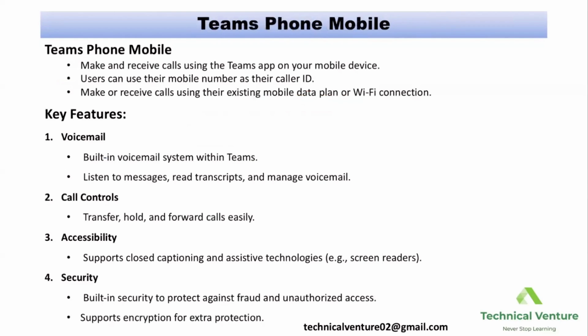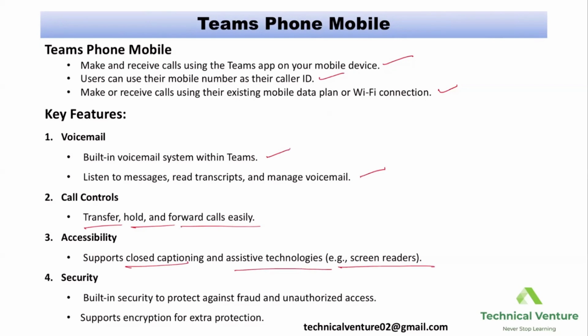Then we have Teams Phone Mobile. Again, the same thing. You can make and receive calls using the Teams app. Users can use their mobile number as the caller ID. That's the main thing. Make and receive calls using an existing mobile data plan or Wi-Fi connection. Key features: built-in voicemail system with Teams, listen to messages, read transcripts, like all the same things we had earlier. You can make a transfer, hold, and forward. It supports closed captioning and assistive technologies like screen readers as well.